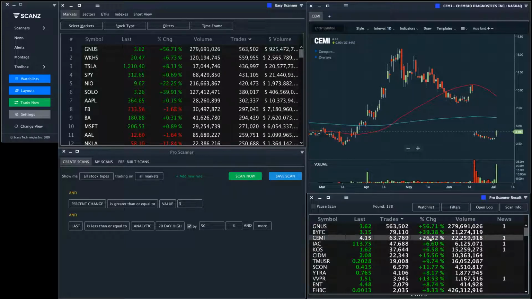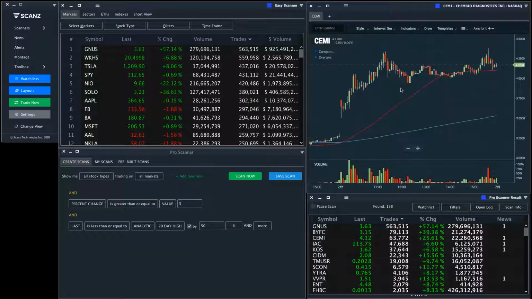So maybe the 5% gain wasn't enough, or we could continue to tweak these filters. Nonetheless, this is a nice move. The stock's up over 25% on the day. And if we were to look at this chart intraday, we might see a lot more trading opportunities.